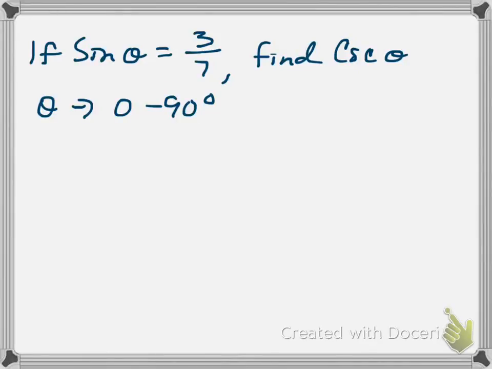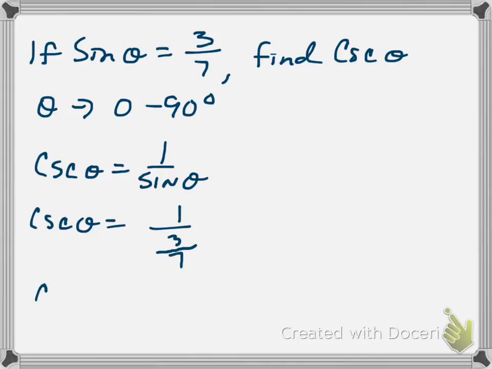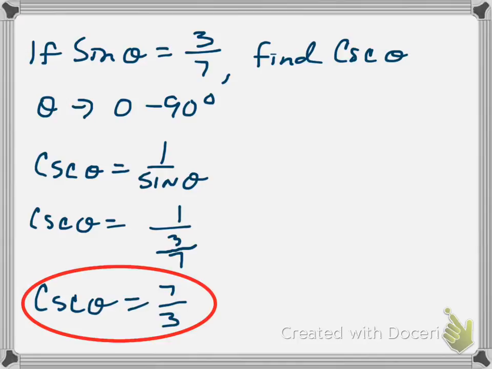Sine and cosecant are flips of each other. So all you have to do to go from sine to cosecant is turn the number upside down. So cosecant is 1 over sine, which is 1 over 3/7 in this case, which is 7/3. The flips are really easy. You just turn it upside down.